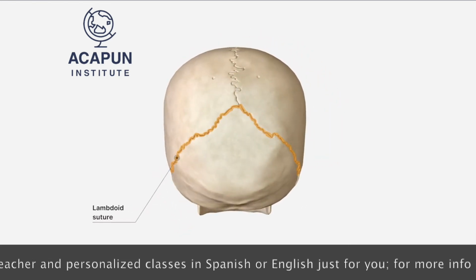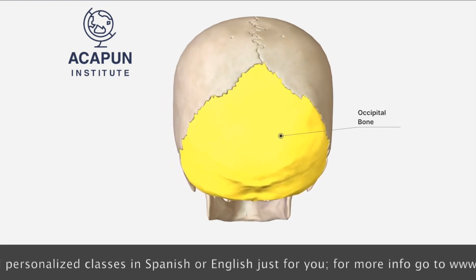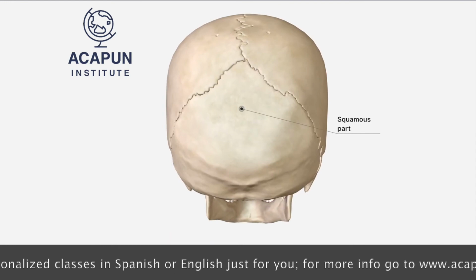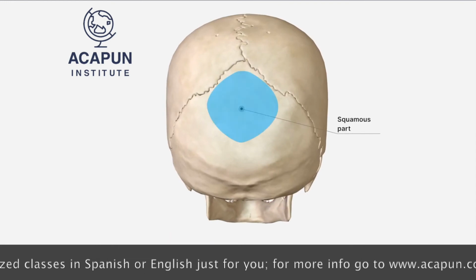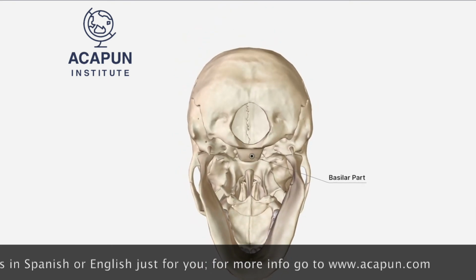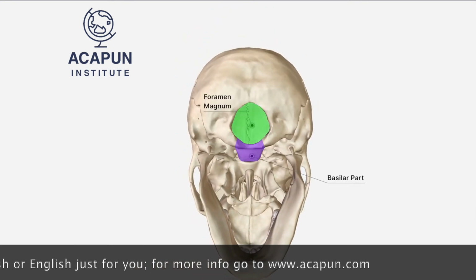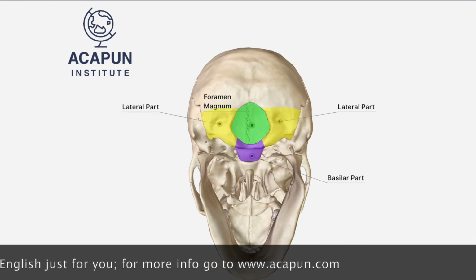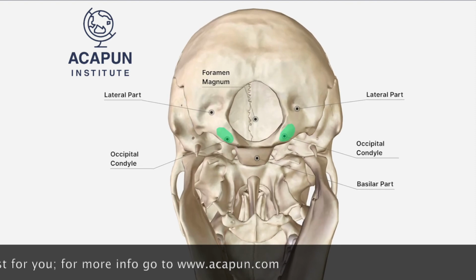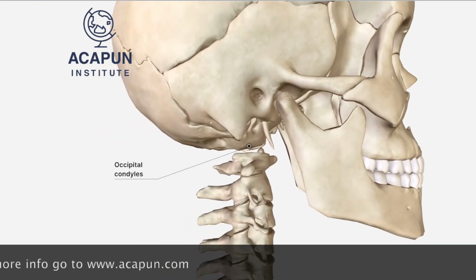The last bone to talk about, which makes up the calvaria, is the occipital bone. Here we can see this flat part posteriorly, known as the squamous part. The inferior aspect of the occipital bone consists of the basilar part, anterior to the foramen magnum, and the lateral parts lie lateral to the foramen magnum. The occipital condyles here are these two large protuberances which allow the cranium to articulate with the vertebral column.